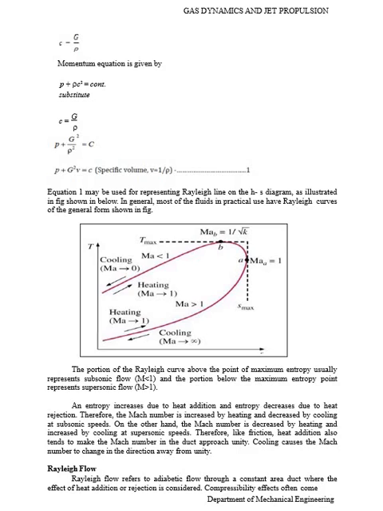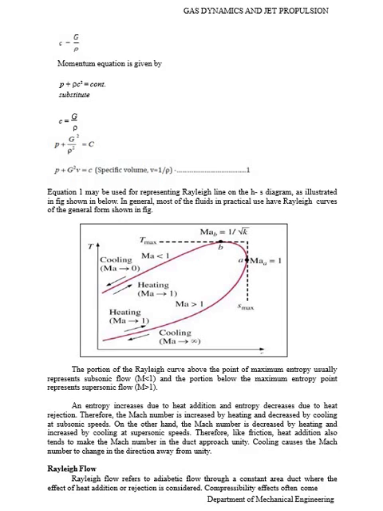Therefore, the Mach number is increased by heating and decreased by cooling at subsonic speed. On the other hand, the Mach number is decreased by heating and increased by cooling at supersonic speed. Therefore, like friction, heat addition also tends to make the Mach number in the duct approach unity. Cooling causes the Mach number to change in the direction away from unity.